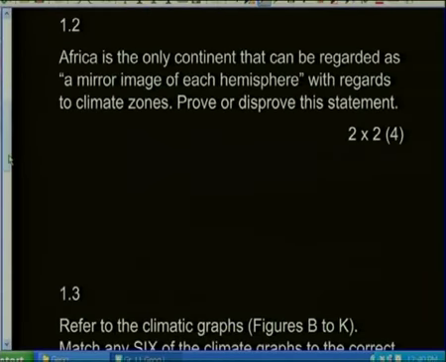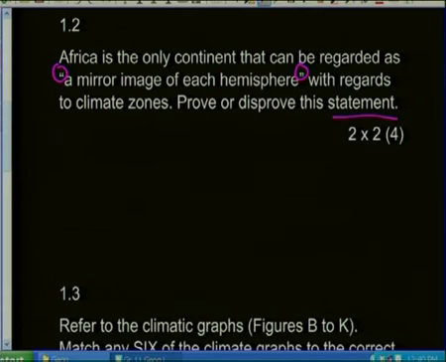Question 2. Africa is the only continent that can be regarded as a mirror image of each hemisphere. That's a statement. With regards to climate zones, prove or disprove this statement. Can you see it was in inverted commas there? So they're basically saying Africa is more or less the same to the north and to the south of the equator in terms of climate zones or climate regions. Is this true or false? Right or wrong? Prove or disprove the statement.